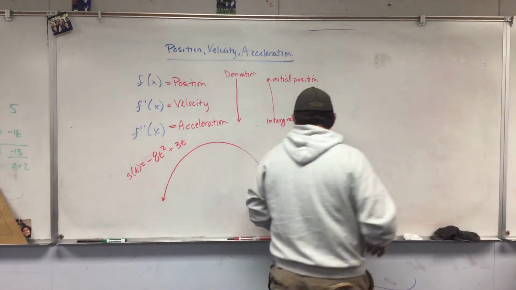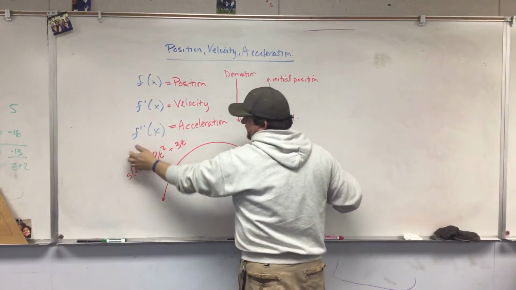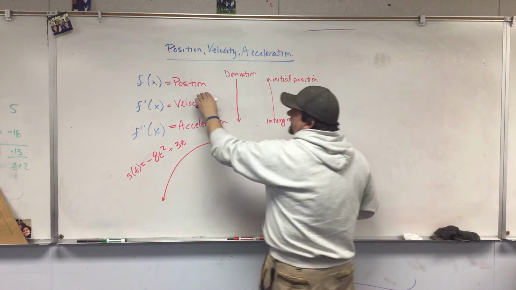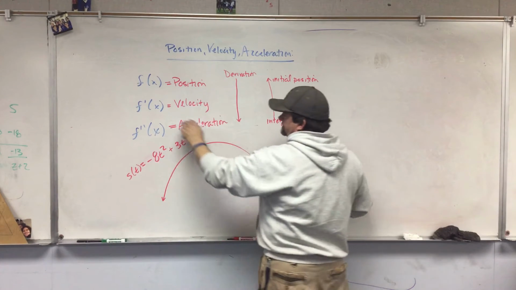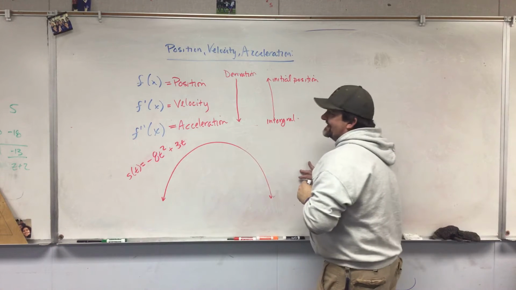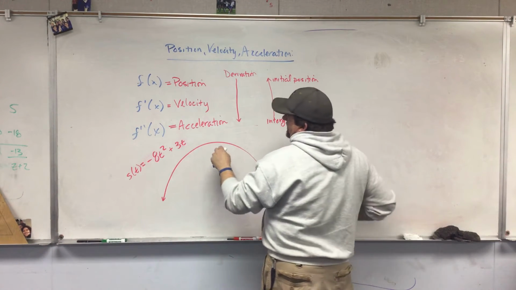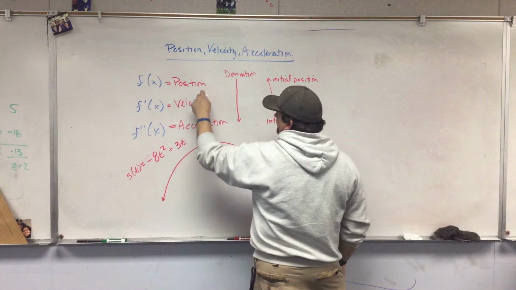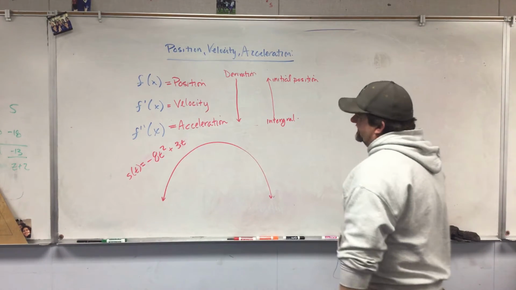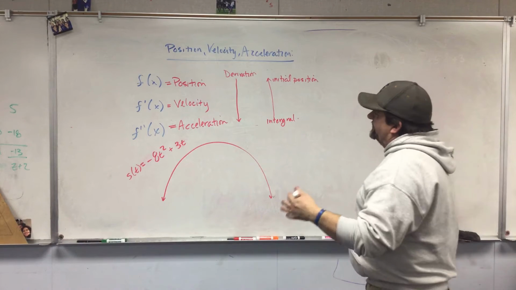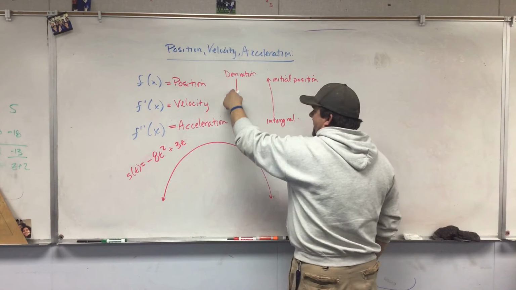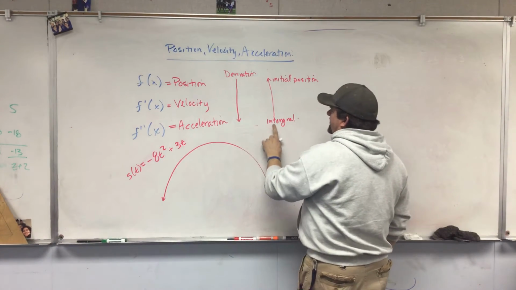Just remember, the original f of x, or whatever function they give you, is our position. Our derivative is our velocity at a given position. And then our acceleration is the second derivative at that given position with that specific velocity. So just remember that you derive this way and you integrate this way.